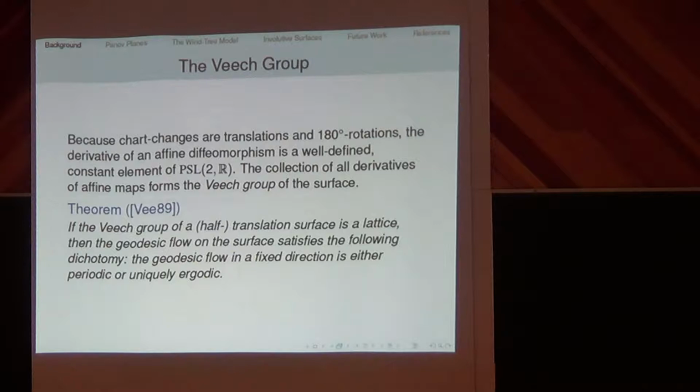So intuitively, these affine diffeomorphisms are like special types of symmetries on the surface. And what Veech's theorem says is that if your surface is really, really symmetric, so it has a really big group of symmetries, then geodesics have to be reasonably well behaved.